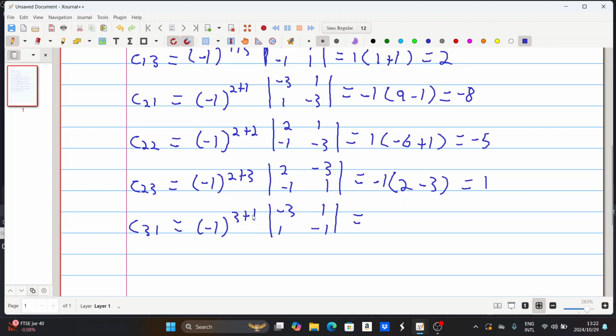Which is going to be equal to, 3 plus 1 is 4, right? Negative 1 to the power 4 is going to give us positive 1. Positive 1, minus 1 times minus 3 is going to give us positive 3. And then 1 times 1 is 1, minus, it's going to be minus 1. Which is equal to 3 minus 1 is 2. 2 times 1 is going to give us 2. So we have another 2 here.